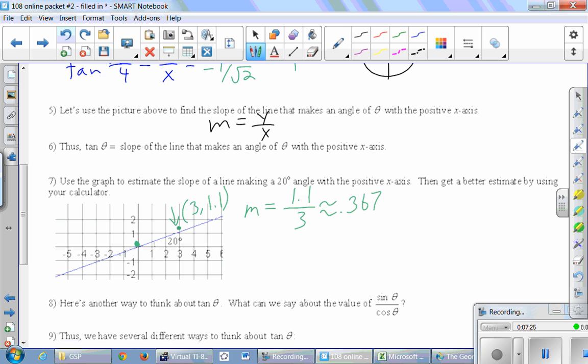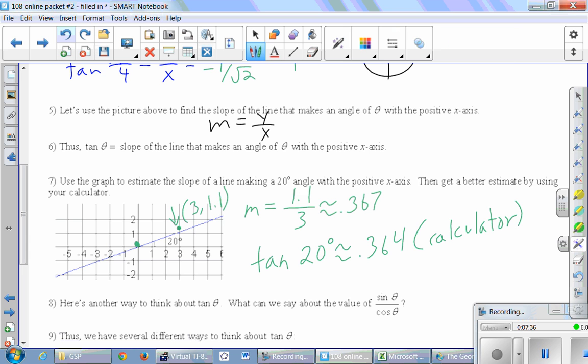So we just saw that tangent of 20 is roughly 0.364 from the calculator. And that's a better estimate for the slope of the line. We were pretty close with our guess.